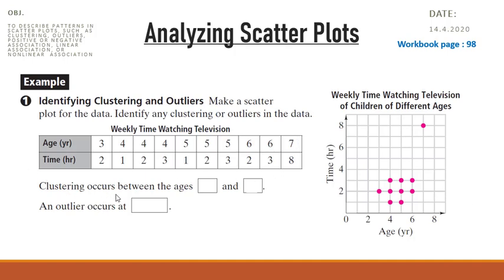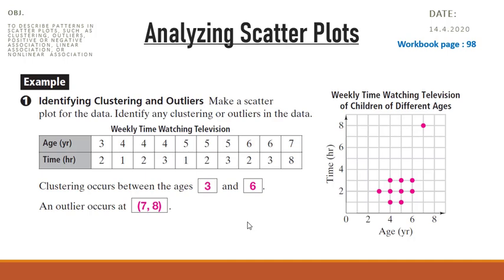Clustering? Yes, okay, you can answer. Between the ages? Clustering? Yes, between 4 and 5? For this place only? Between 3 and 5. 6. And 6. Excellent. So it's 3 and 6. This is the cluster. And there is one outlier where? The point 7 and 8. Excellent.